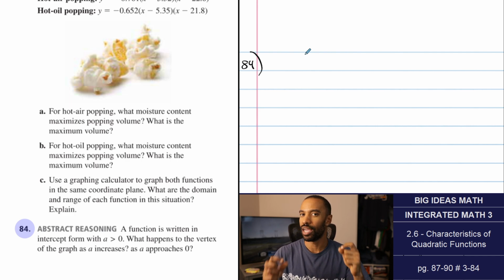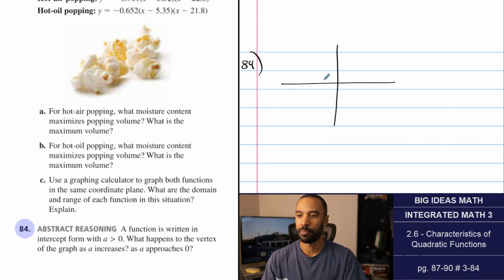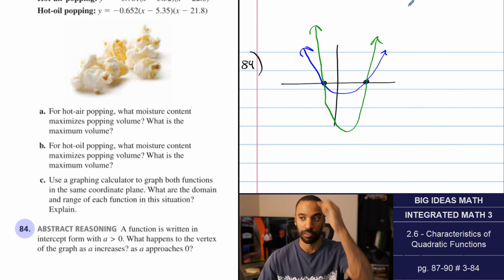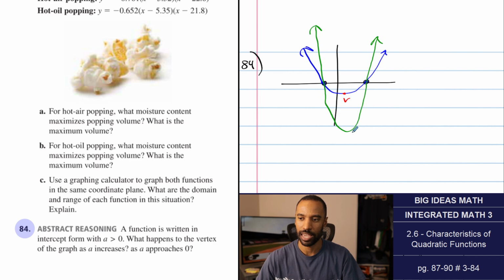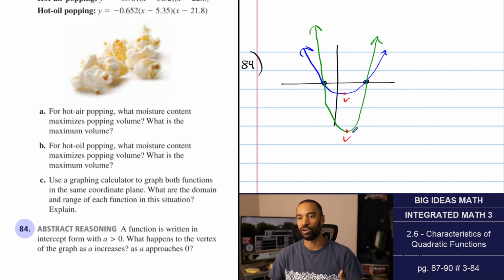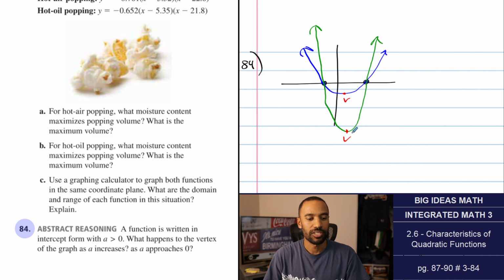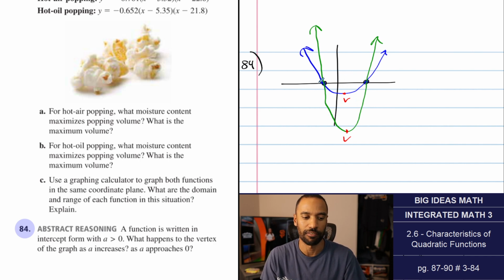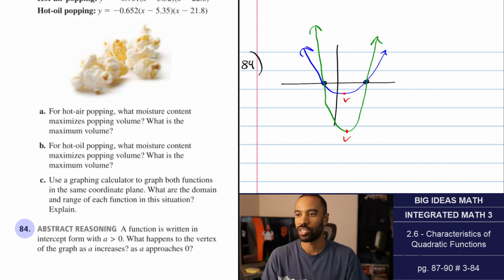But in intercept form, your intercepts are fixed. Let's say I have an x-intercept here and an x-intercept here. Now I can have different graphs. I can have an a that's smaller, which means less of a vertical stretch, or I can have an a that's bigger. The intercepts are fixed, but the vertex isn't. When a gets bigger, the vertex changes. Since a is greater than zero, it's always upward facing.